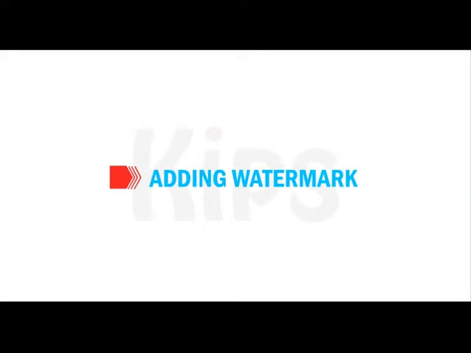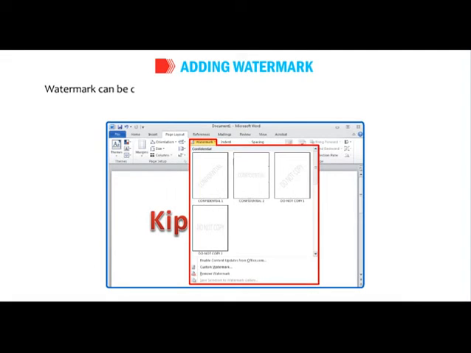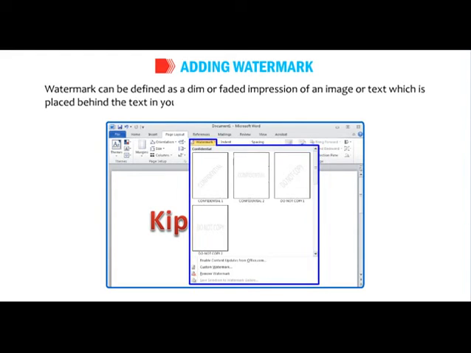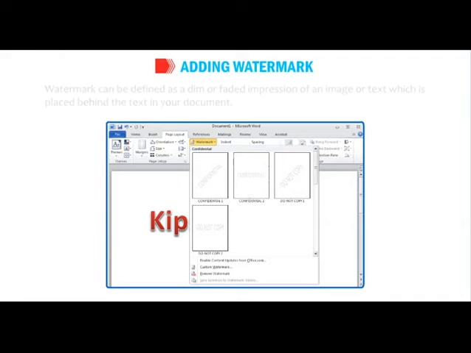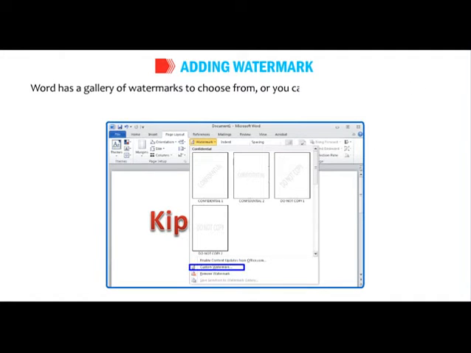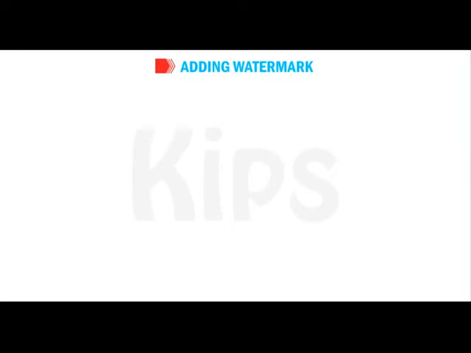Let us understand how to add a watermark. A watermark can be defined as a dim or faded impression of an image or text which is placed behind the text in your document. Word has a gallery of watermarks to choose from, or you can create your own customized watermark, such as a company logo, for the document. Let us learn how to create a watermark.